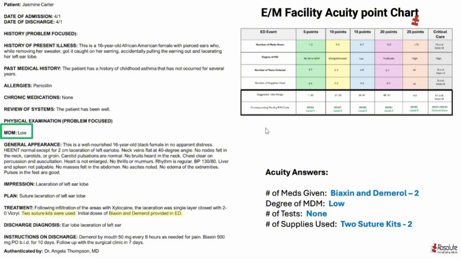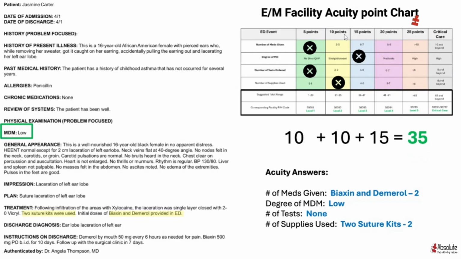So I'm going to use my acuity points chart. The number of meds given, I said 2. If you want to say 3, go for it. I think we're going to end up the same place. The degree of the MDM is low. The number of tests ordered were 0, and this is 0 to 1, so we can give it a chip. And finally, the number of supplies is 2. Let's add it up. If we add up this column, that's 10.